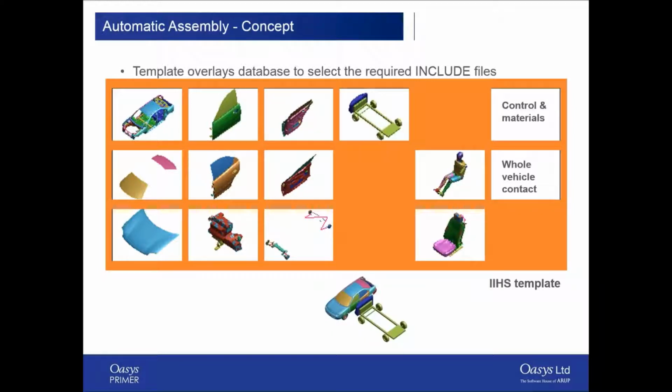Now if you look at the next slide, here we've got a different template, and this is for a side impact, double IHS side impact. And here we've got a different barrier, obviously, but also in this case including an occupant, a dummy model, and a seat model.